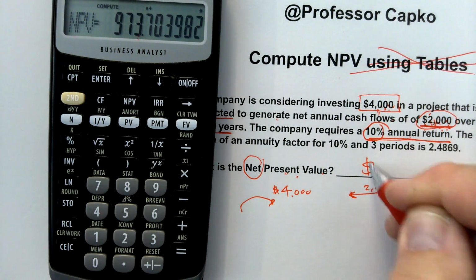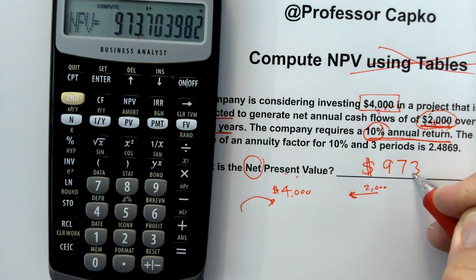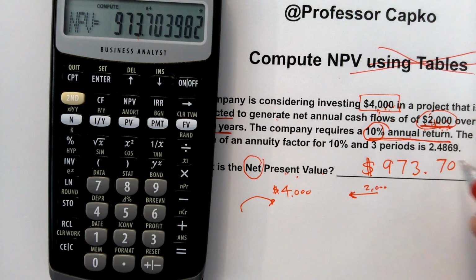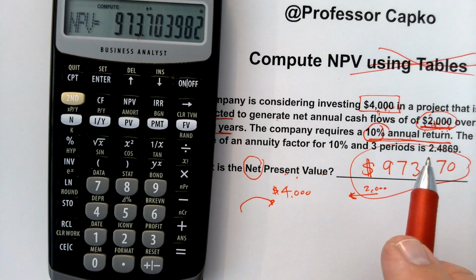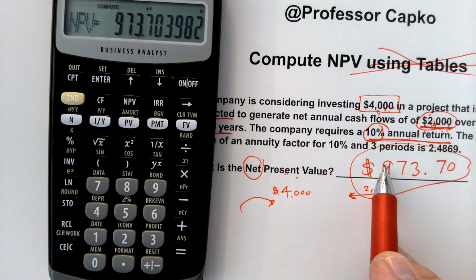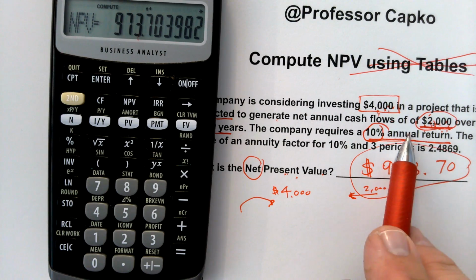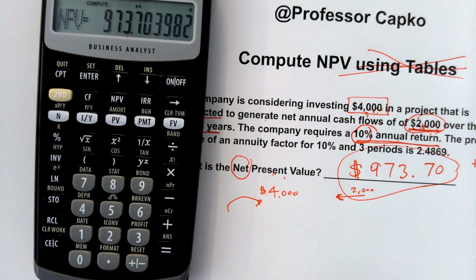And in this case, it is $973.70. So that is a positive NPV, so that is a good investment. If it's a negative NPV, then it would be a bad investment. And if it's a 0 NPV, then it could go either way. But in this case, it's positive. It's a decent positive number. So if we are confident that this will actually return this $2,000 a year for 3 years, then this is a good investment. That is all I have for you today.